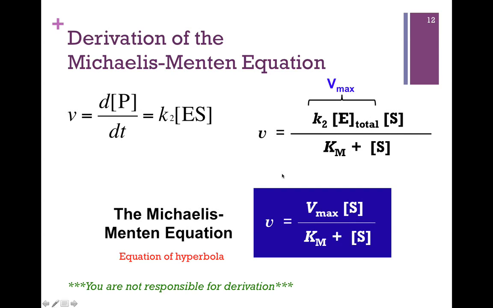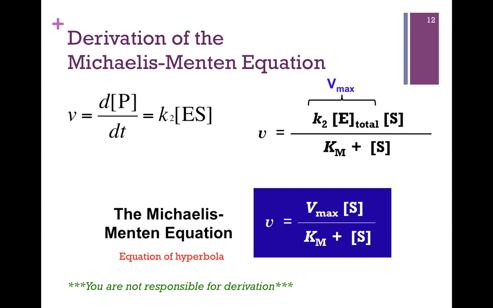But there's one more thing I can replace, and that is, remember the maximum velocity? When the enzyme is at maximum velocity, all of the enzymes are loaded with substrate. So if I know the total concentration of the enzyme, and it's working at maximal velocity, that represents the total concentration of ES. So the expression K2 times the total concentration of enzyme, that's our Vmax. And so now we have the final form of the Michaelis-Menten equation. Initial velocity equals maximum velocity times substrate concentration divided by Km plus the concentration of S.